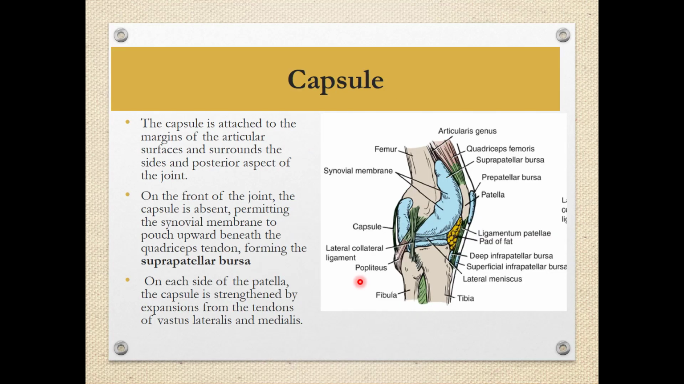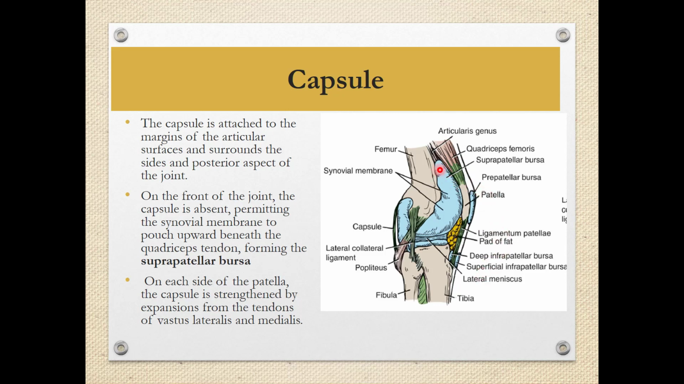Now we will discuss the capsule of the knee joint. The capsule is attached to the margins of the articular surfaces and surrounds the sides and the posterior aspect of the joint. Remember this thing, that the capsule is present on the posterior side and on the sides of the knee joint. On the front of the joint, the capsule is absent, permitting the synovial membrane to pouch upward beneath the quadriceps tendon muscle, forming the suprapatellar bursa.